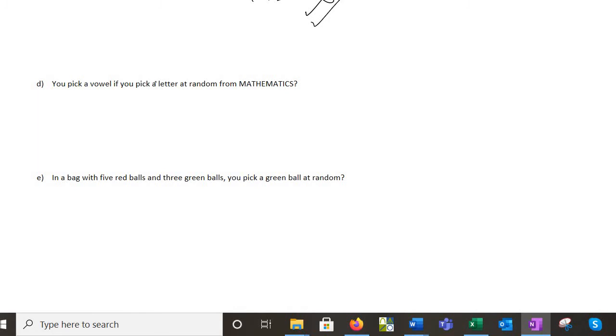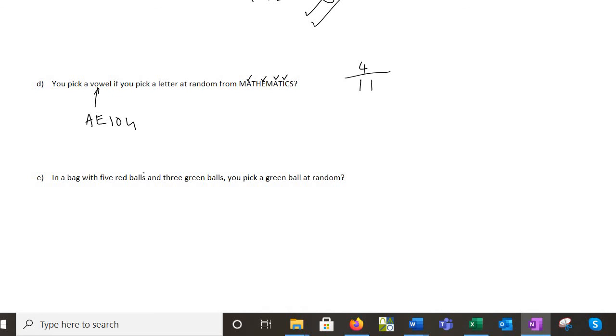If you pick a letter at random from the word mathematics, what's the probability you pick a vowel? Well, remember the vowels are A, E, I, O, U, so let's just count them carefully. There's A, E, A, and I. There's 4 of them. So 4 favourable outcomes, 4 good outcomes, out of 1, 2, 3, 4, 5, 6, 7, 8, 9, 10, 11 letters altogether. So 4 11ths.